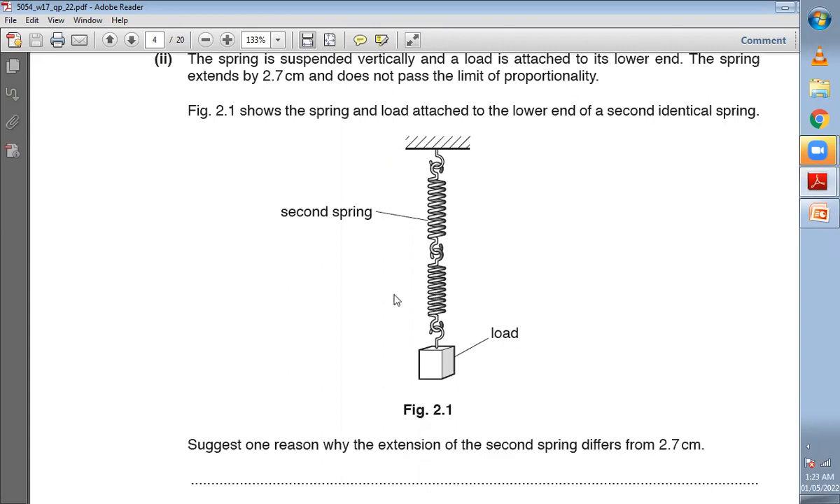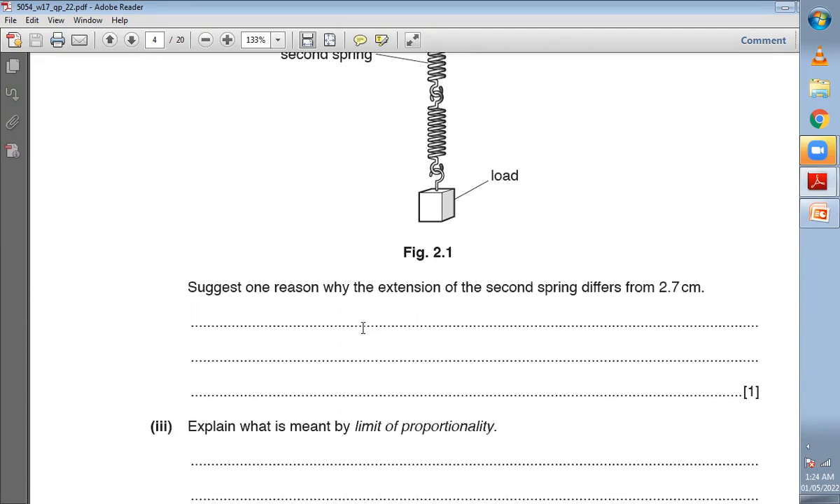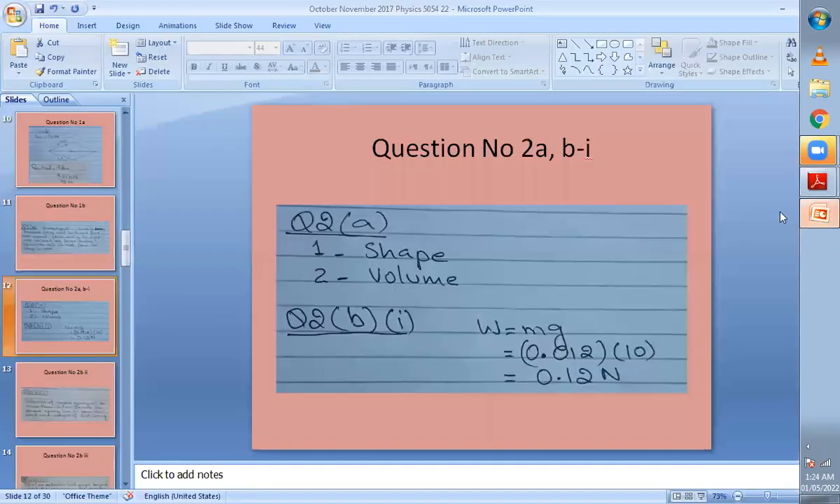So both these springs basically are identical. But when this load was only attached with this first spring, the extension in the first spring was 2.7 centimeter. But now this second spring is experiencing this load, plus it is also experiencing the weight of this first spring. So the extension produced in the second spring obviously will be more than 2.7 centimeter because it is experiencing the weight of this load plus the weight of this first spring. It's a 1 mark question. Hopefully you understand the idea.